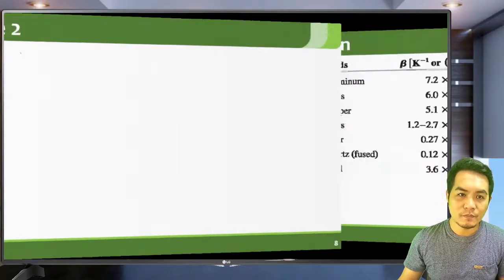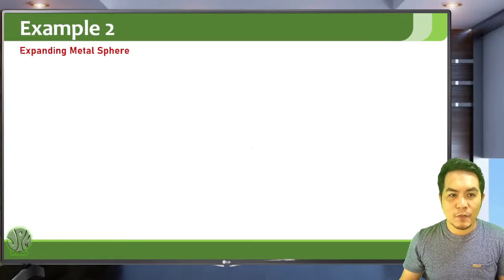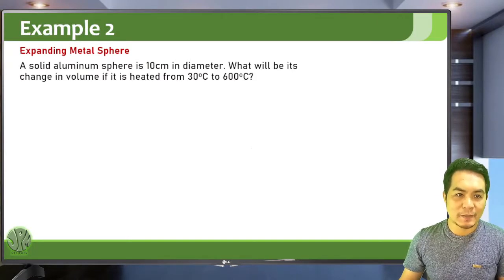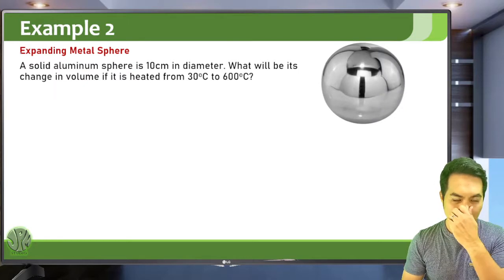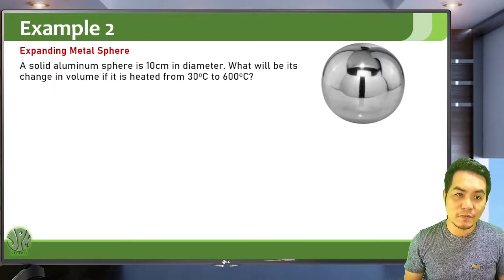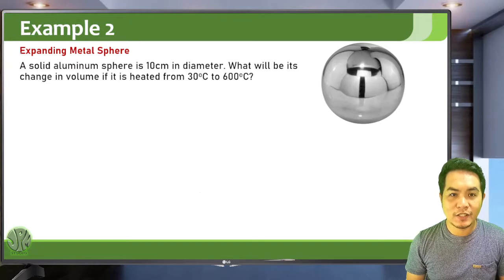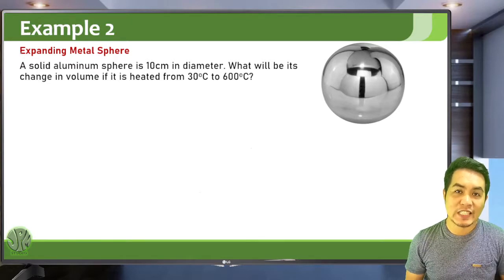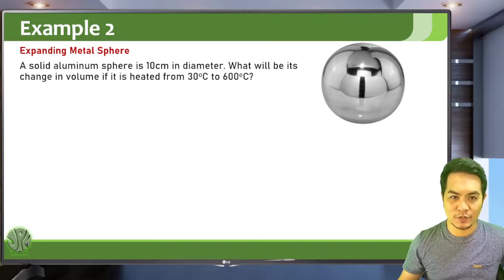Okay. So let's have an example on volume expansion. This is an expanding metal sphere. Suppose you have a solid aluminum sphere with a diameter of 10 centimeters. What will be its change in volume if it is heated from 30 degrees Celsius to 600 degrees Celsius?